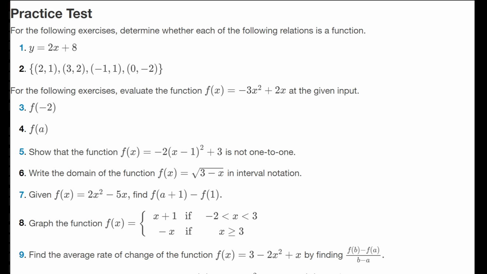Number 1, y equals 2x plus 8. Yes, this is a function, and why is this? Because we can pick any value of x as our input, and everything is fine.